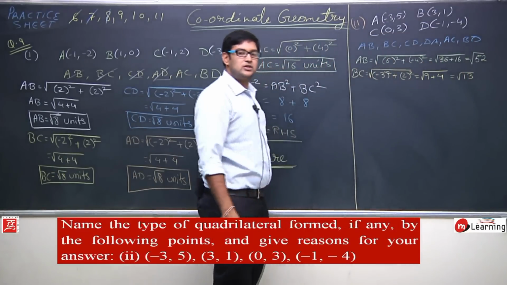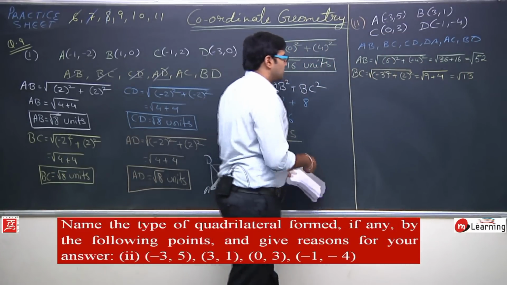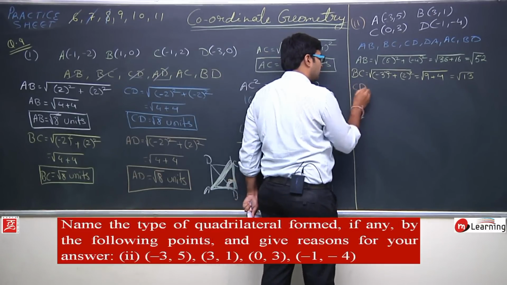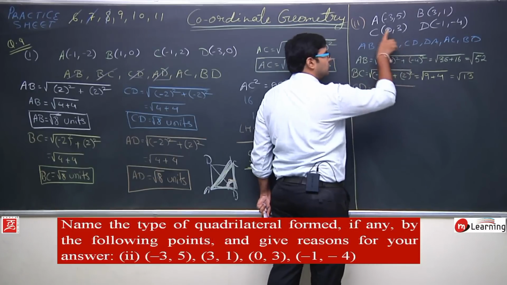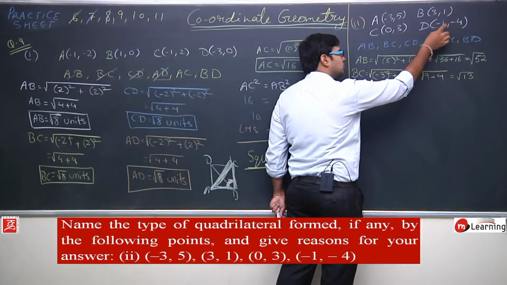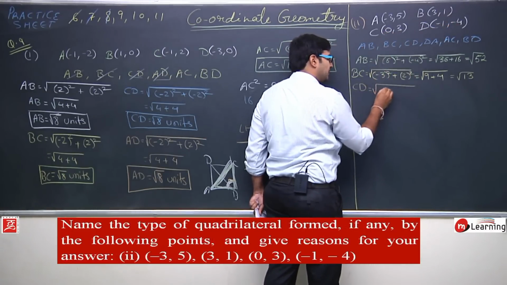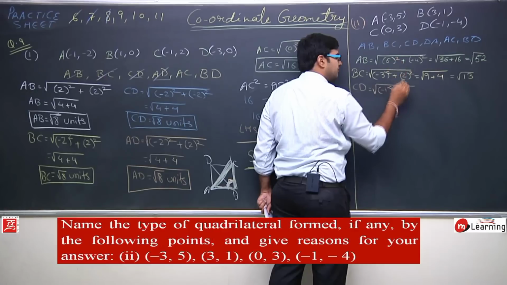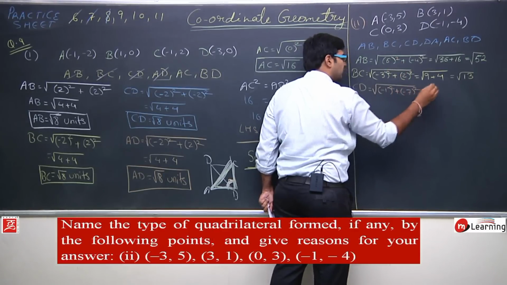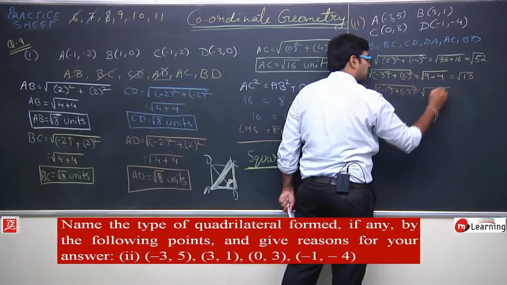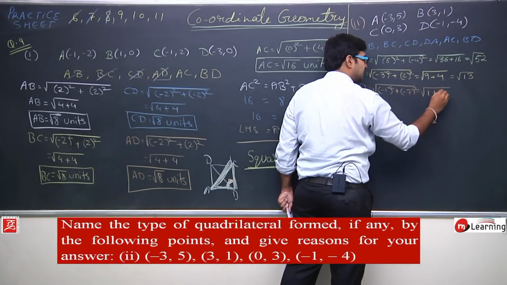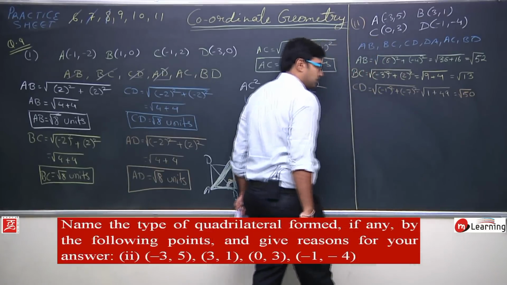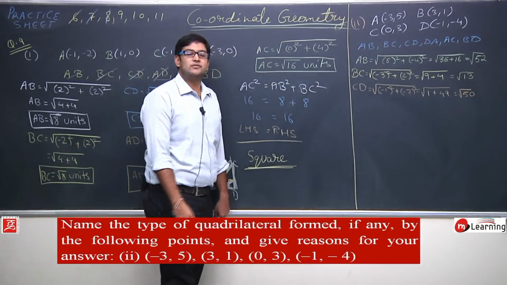Okay, square root 13. Now similarly, let us calculate CD. The length of CD will be square root of, with x1 y1 x2 y2, x2 minus x1 will give you minus 1 square, plus y2 minus y1 will give you minus 7 square. So this will give you square root of 1 plus 7 sevens are 49, and it is equals to root 50. Okay, square root of 50.